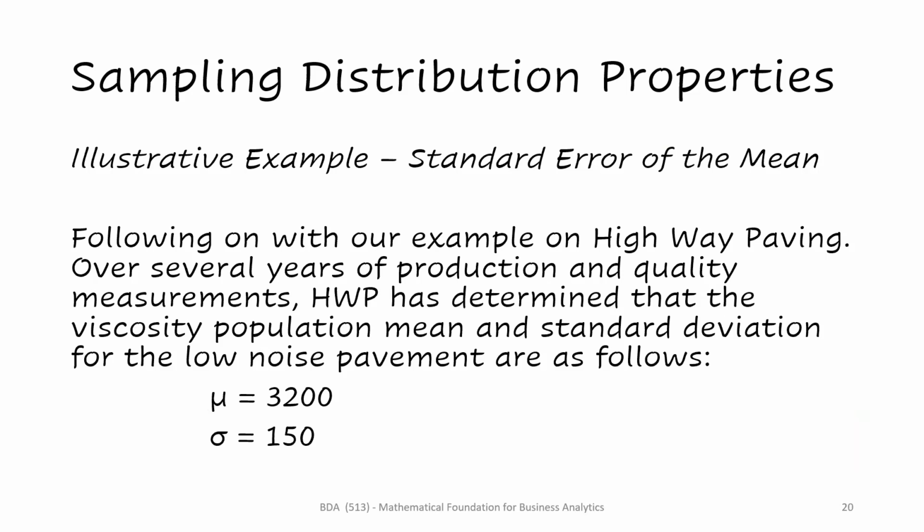So let's move on with our example of highway pavement. Following on with our example, over several years of production and quality measurement, HWP has determined that the viscosity population mean and standard deviation for low noise pavement are as follows. We have mu, the population mean, to be 3,200, and a standard deviation of 150.